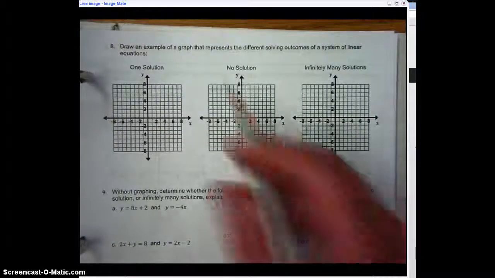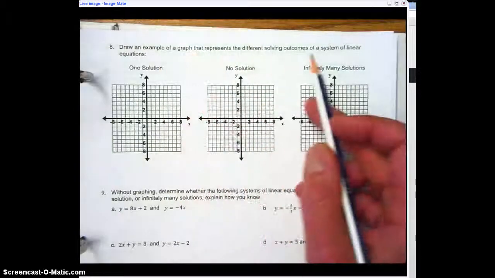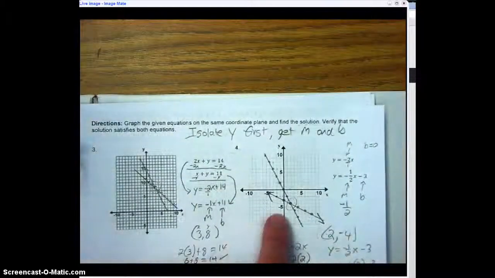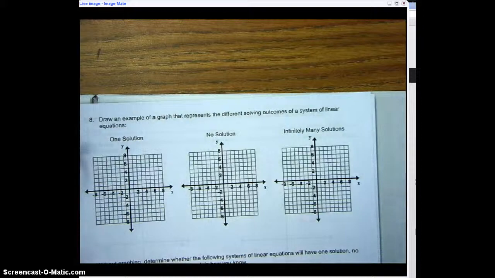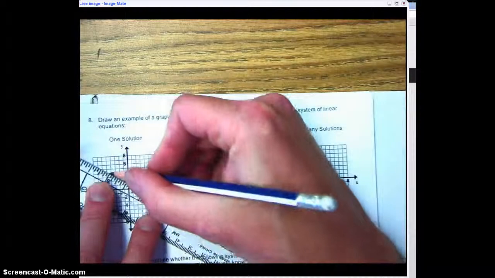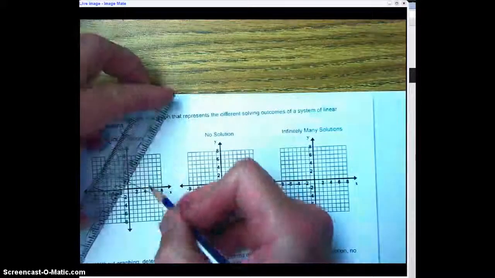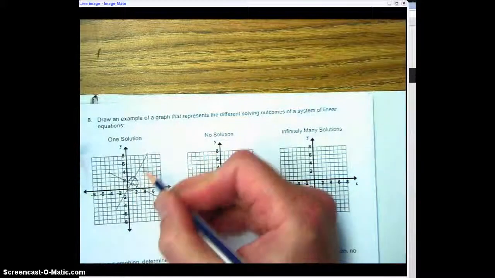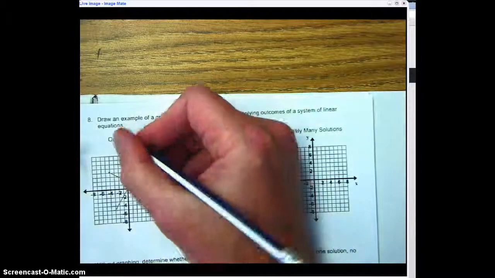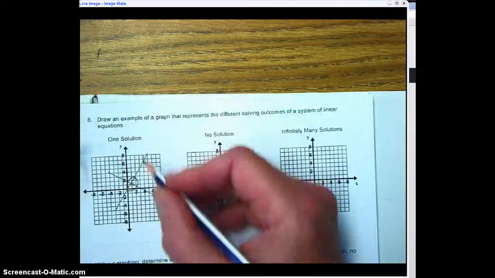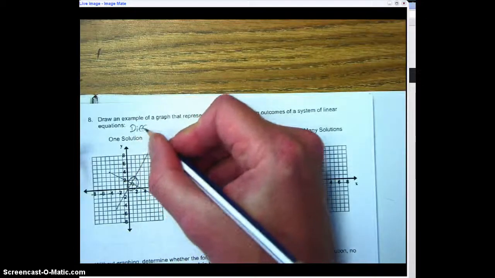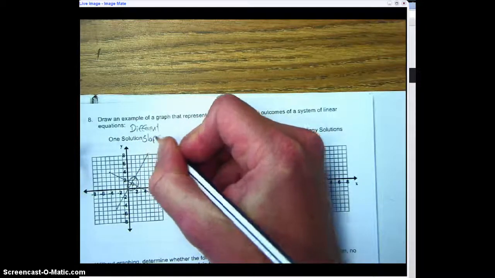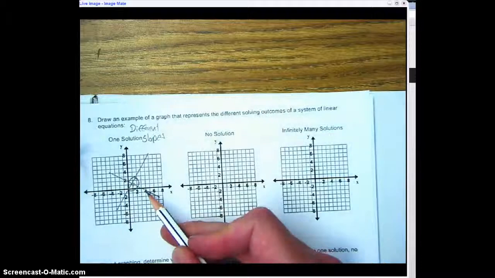Okay? Now it looks like we have a lot of work left, but these are going to go quickly. So you're going to draw an example of a graph that represents different outcomes. So one solution is just like this, where Tom catches Jerry. So to draw an example of one solution, just draw two lines that will intersect anywhere. So maybe right there, for example. Boom, there's a solution. The two lines intersect, you have one solution. All you need to know is that they have different slopes. If they have different slopes, they're going to touch.